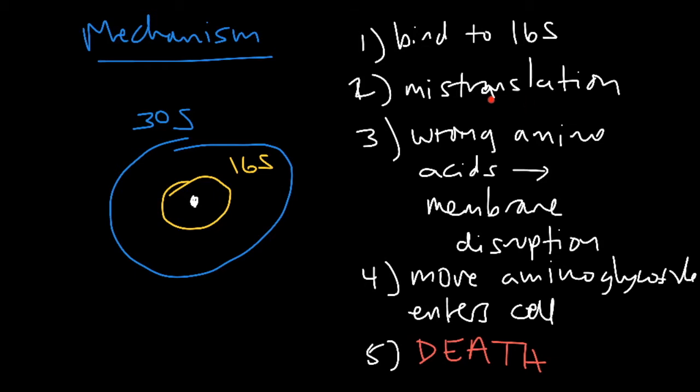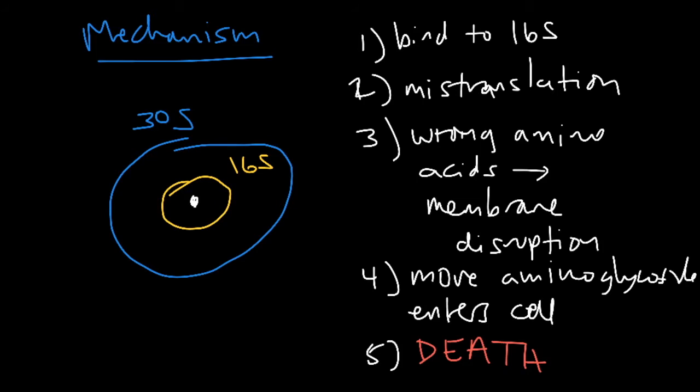So wrong amino acids are formed, and this leads to membrane disruption, because amino acids can form the membranes. If you can't form the amino acids right, then you can't form the membranes right, then you disrupt the membrane. So when the membranes are disrupted, more aminoglycoside enters the cell, and this whole process keeps going where mistranslation keeps happening, and the bacteria can't make the right proteins for anything, and this eventually leads to bacterial death.